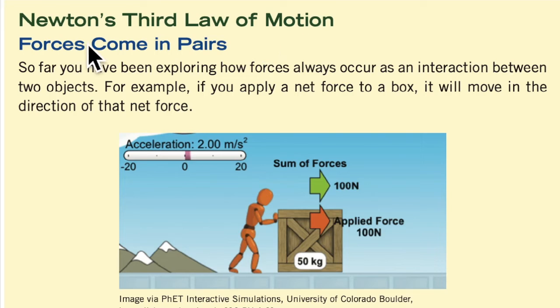Law of motion. Forces come in pairs. So far, you have been exploring how forces always occur as an interaction between two objects. For example, if you apply a net force to a box, it will move in the direction of that net force.